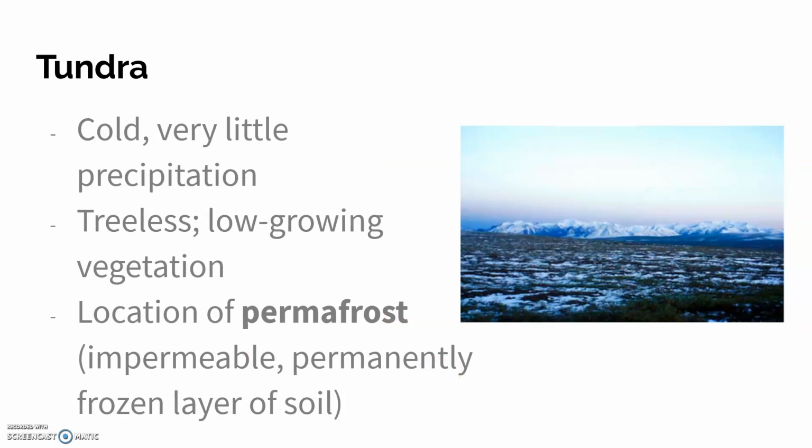And finally, tundra is very cold, with very little precipitation. There are no trees in the tundra, they just have low-growing vegetation. Of course, it's cold all the time, but even during the summer, there's a layer of permafrost, an impermeable, permanently frozen layer of soil. That's going to become important because as we move on and talk about climate change, the warming temperatures are thawing out the permafrost. That's bad because there's methane in that permafrost, and that methane is a greenhouse gas. But there's also a host of other issues with things thawing that we don't want to have thawed out.